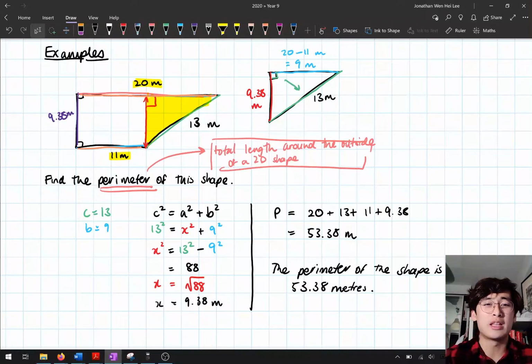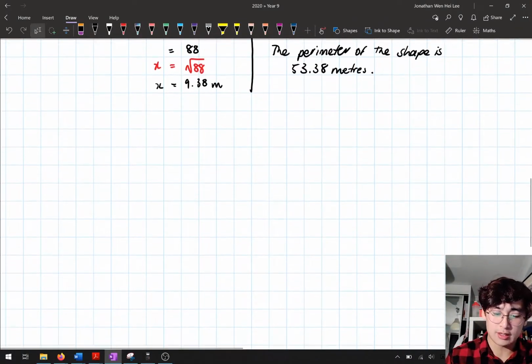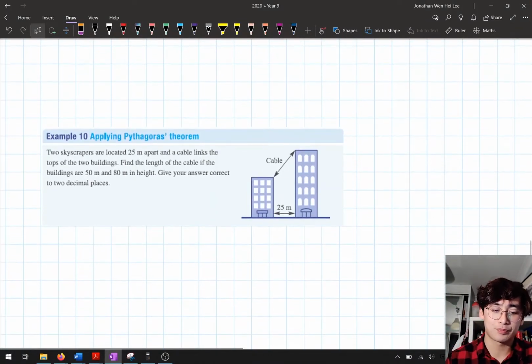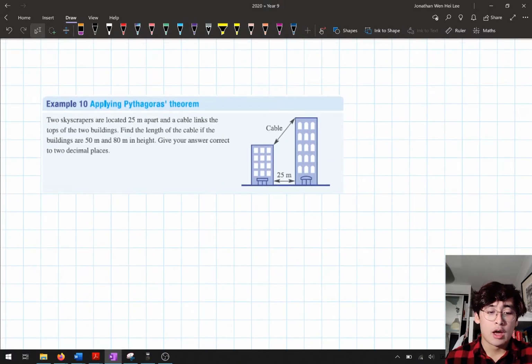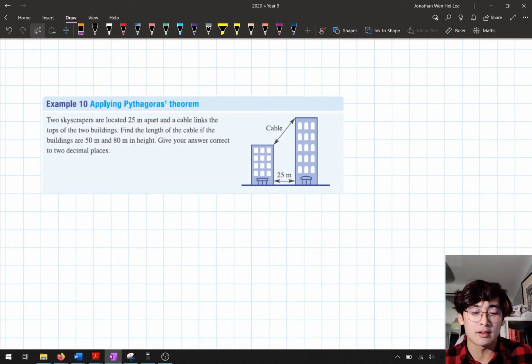To go through another example, and this one's actually in your books. So let's have a look at this second example. There's a diagram here. There are two skyscrapers located 25 meters apart, and a cable links the top of the two buildings. Find the length of the cable if the buildings are 50 meters and 80 meters in height. Give your answers correct to 2 decimal places.